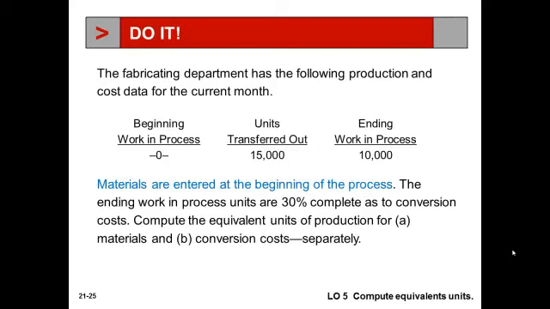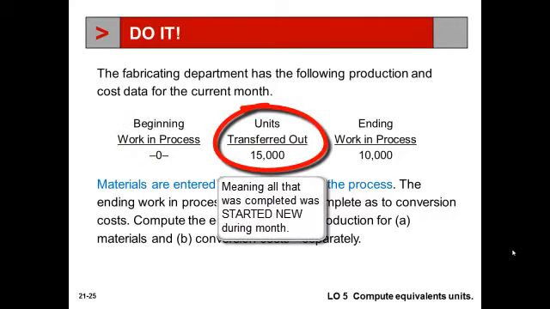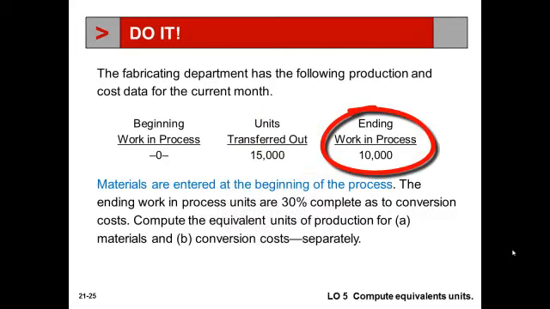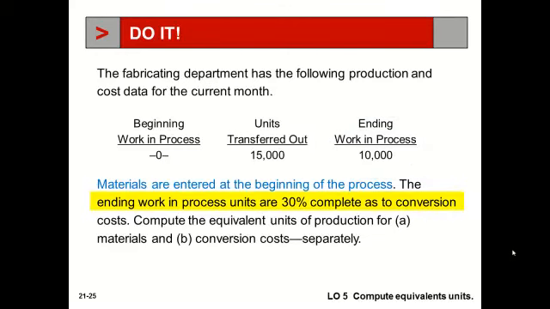Let's do another example on calculation of equivalent units. Here it's assumed a fabricating department has the following production and cost data for the current month. Beginning work in process, nothing. Units transferred out during the current month, 15,000 completed. At month end, we have 10,000 units observed in ending work in process. Here we're assuming that the materials are fully entered at the beginning of the process, 100%. And the ending work in process units are assumed to be 30% complete with respect to conversion cost. Let's calculate the equivalent units of production for the materials and conversion costs separately.